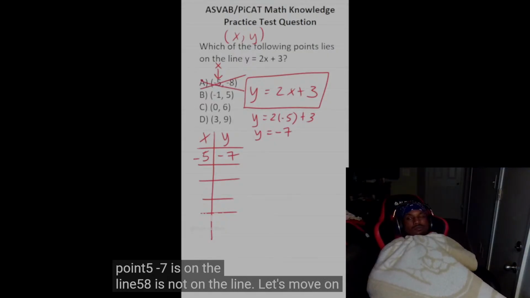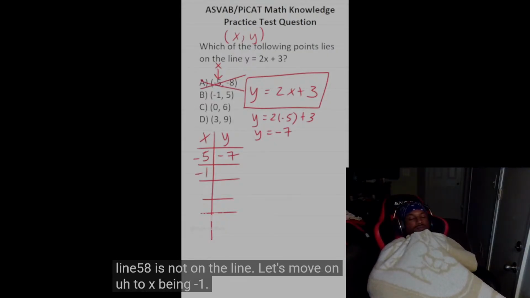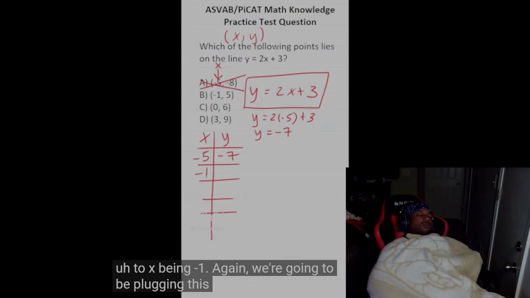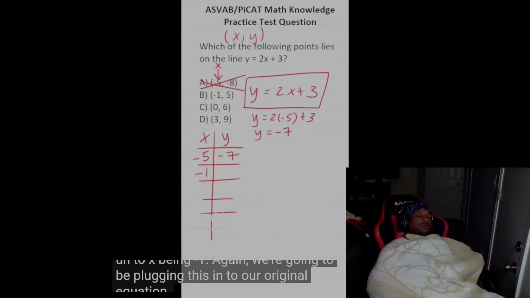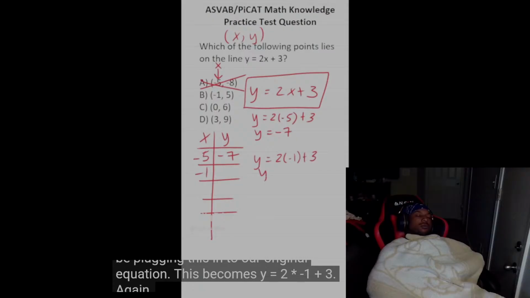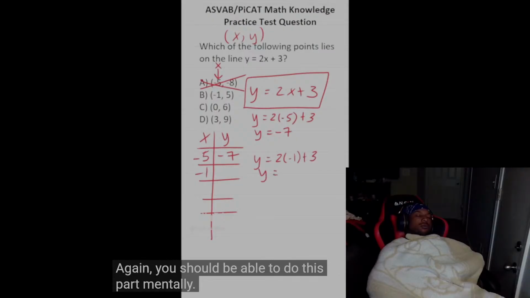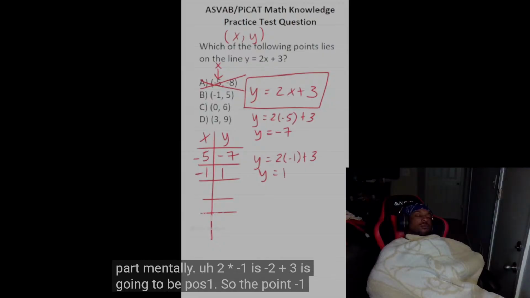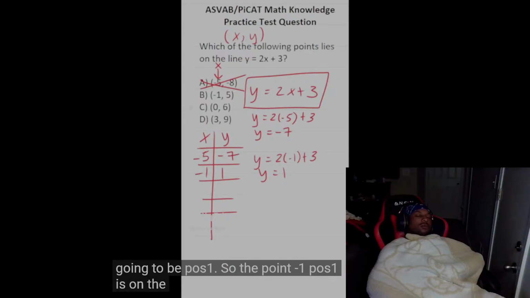Let's move on to x being negative 1. Again, we're going to be plugging this into our original equation. This becomes y equals 2 times negative 1 plus 3. And you should be able to do this part mentally. 2 times negative 1 is negative 2, plus 3 is going to be positive 1. So the point negative 1, positive 1 is on the line. Negative 1, 5 is not on the line.